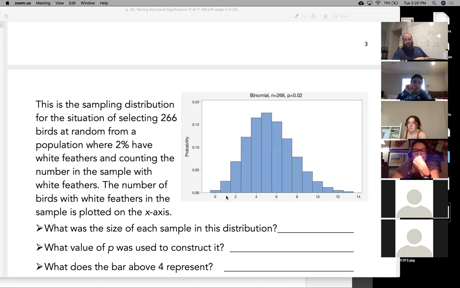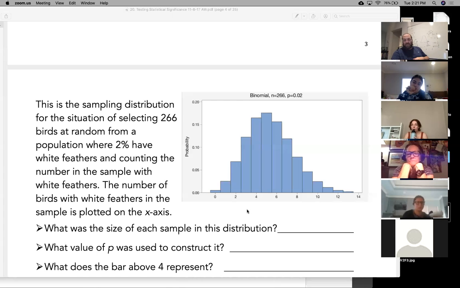In other words, we took 266 birds at random. Okay, let me start again. Let me clarify what I was trying to say, because I don't think I was saying it correctly. Suppose lots and lots of people took samples of size 266. You took a sample of 266 birds, and I took a sample of 266 birds, and he did, and she did, and they did. We all took samples of 266 birds. What we have here is the distribution for each of our samples.